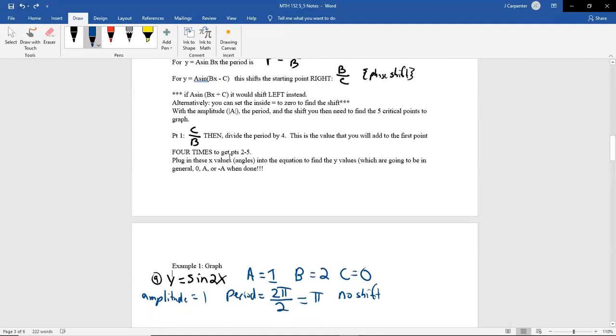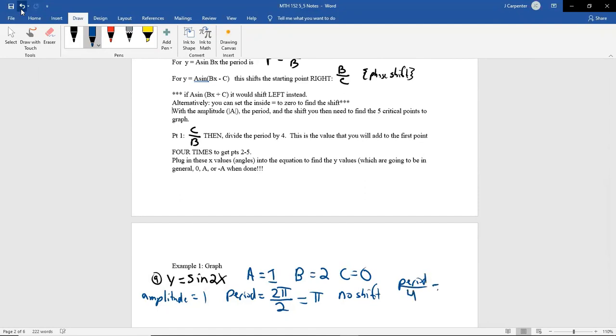All right, so no shift. The last thing that we need to know is, all right, well, this is going to be our first point. 0 will be our first point, 0 degrees, 0 radians. But we need to find all 5 of those critical points. So what we do is we take the first point, which was 0, and then we're going to add this period divided by 4. So we don't just need the period, we also need to take the period and divide it by 4.